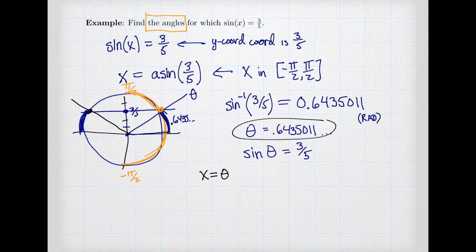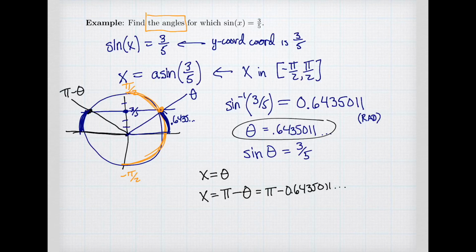Here's where I want to think about angle addition. That angle corresponds to going to an angle of pi, and then coming backwards in the clockwise direction by the angle that I found. And so this would be pi minus 0.6435011, whatever that number is. Okay? So now we have two different ways of getting this angle. So this is the angle pi minus theta.